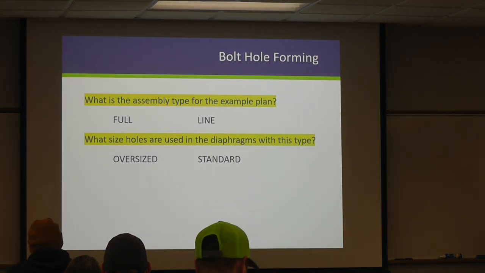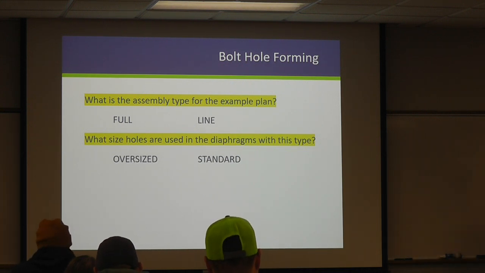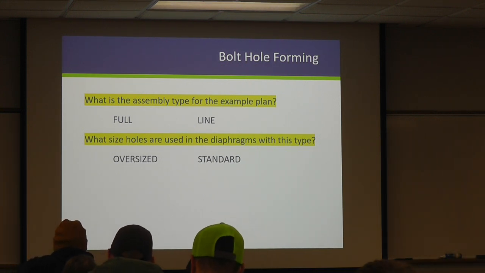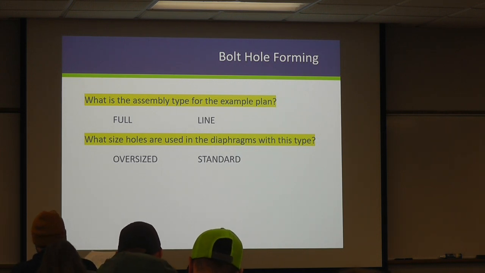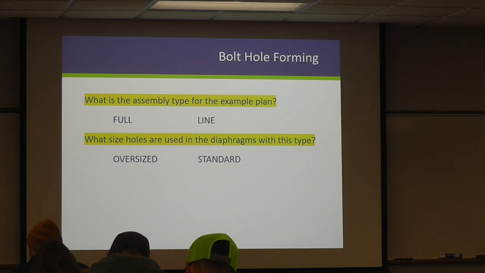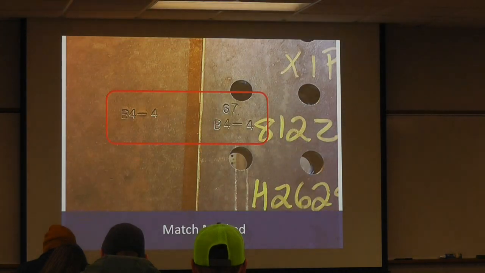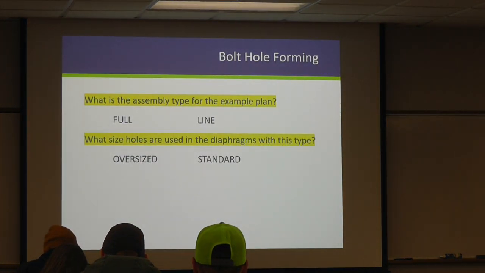So, our example plan. Jump into your structural steel notes. How is that one fabricated? Line assembly. So count the notes. What number is that from the top now? Third one down. Because it's line assembly, what size holes will the diaphragms have? 3/16 are the oversized. And that is not in your plans. That's going to be in the specs, right?